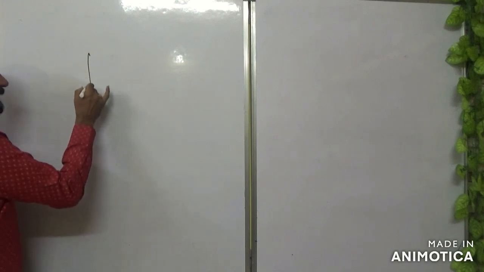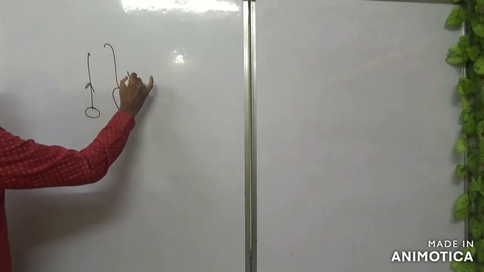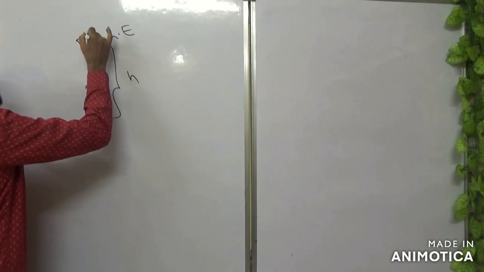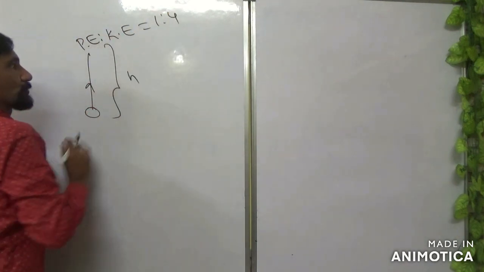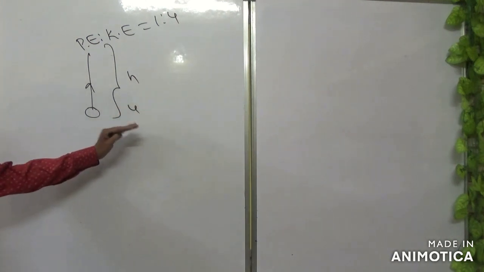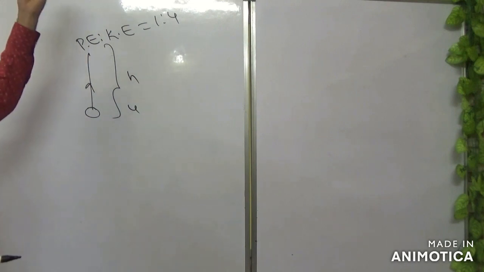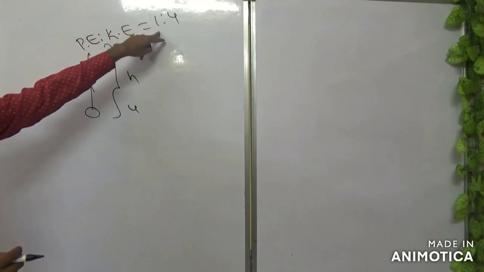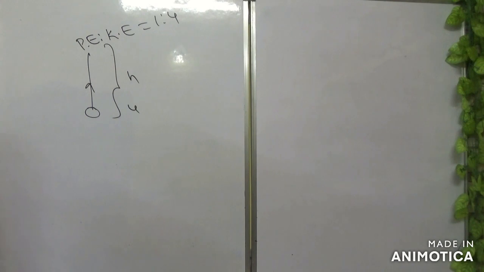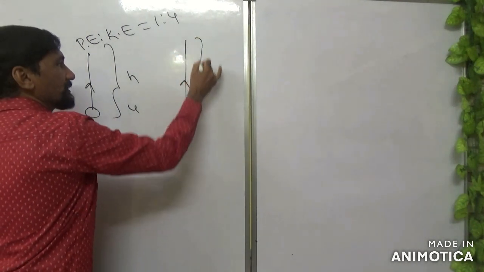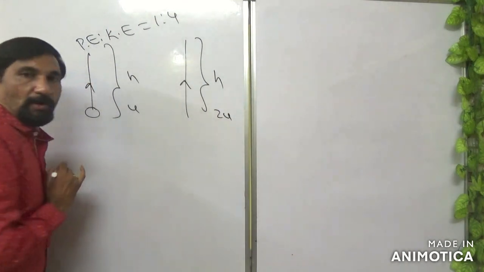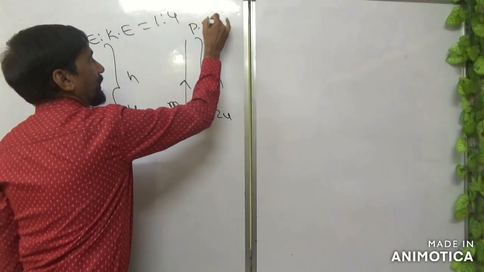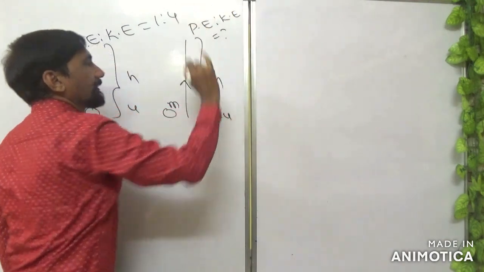A body is projected vertically up to a certain height. So at a point, the ratio of potential to kinetic is 1:4 when it is thrown with u velocity. Okay, so you have given a problem. If it is projected to the same height with double the velocity, with the same mass, you want to know potential to kinetic at the same point.